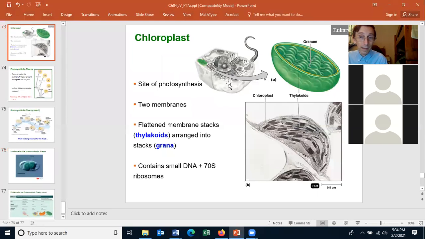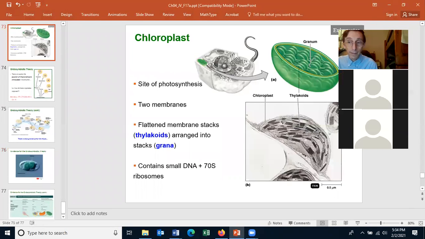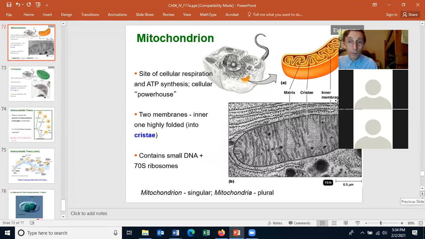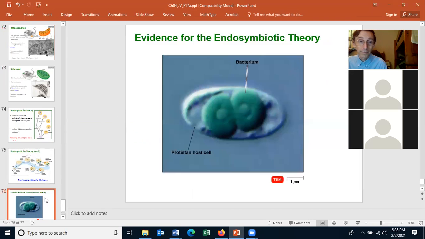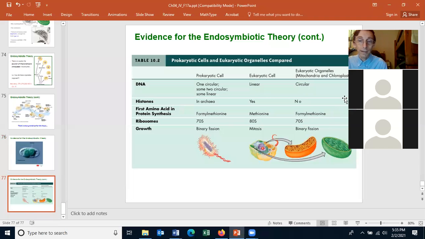And when we look at the chloroplast and the mitochondria, we see that these organelles have two membranes, an inner and outer membrane, which we would expect if at one time they were phagosomes. And these are the only membrane-bound organelles which have two membranes. Any question about that part? That's still pretty weak evidence, so let's look at some stronger evidence.